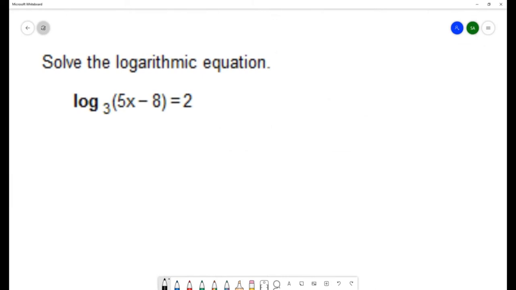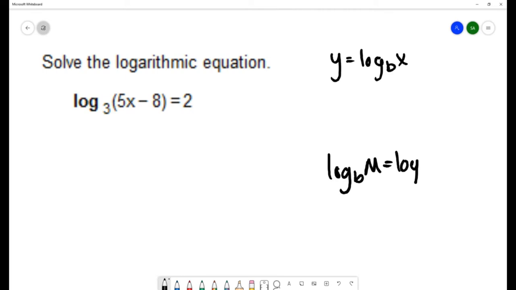Before we do this example, I keep in my back pocket two main methods for solving log equations. One of them involves when you have y equals log base b of x. That's if you have log only on one side. And the other one is when you have log base b of m equals log base b of n, so logs on both sides. When I have log only on one side, I'm going to convert to an exponential. That's b to the y equals x. That's the equivalent exponential form.